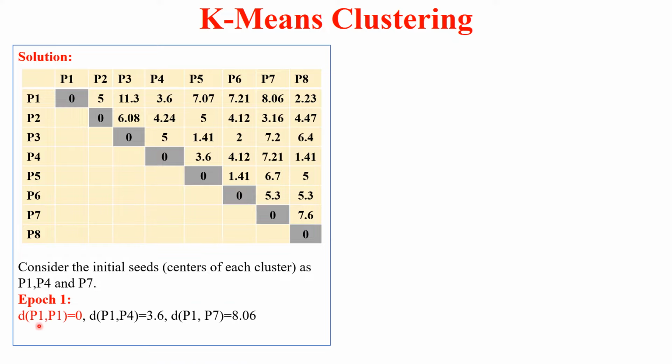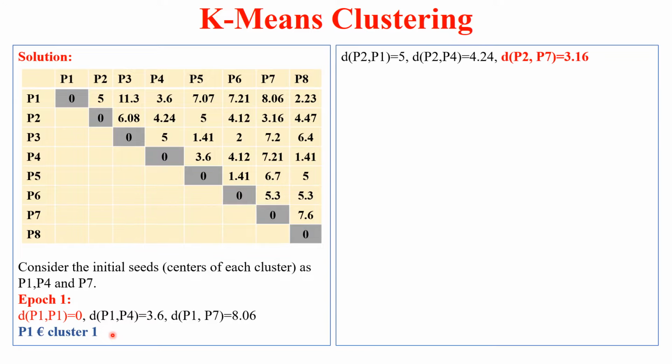Let us take point P1. So taking point P1, we need to compute the distances of point P1 to P1, P4, P7. As you could see, P1 to P1 is 0, P1 to P4 is 3.6, P1 to P7 is 8.06. Out of the 3 distances, we know P1 is actually the center of a cluster. So obviously P1 belongs to cluster 1 only.